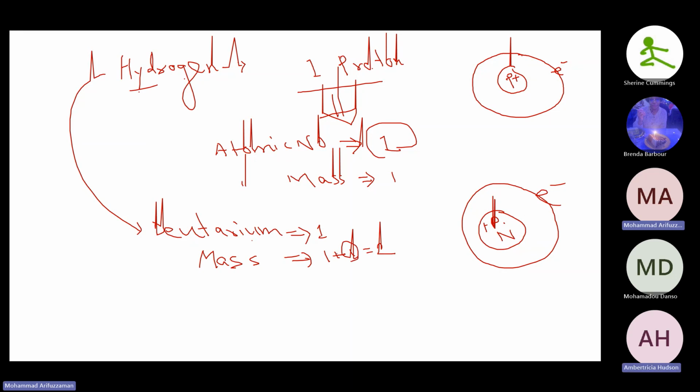So this follows the definition of isotopes that we learned: the same element that has different numbers of neutrons, but the same number of protons. So deuterium is an isotope of hydrogen. Okay.